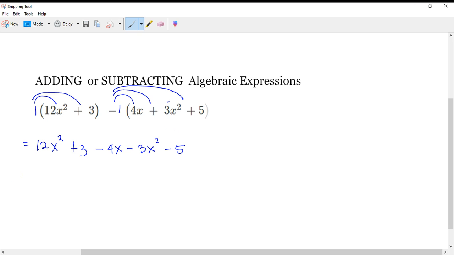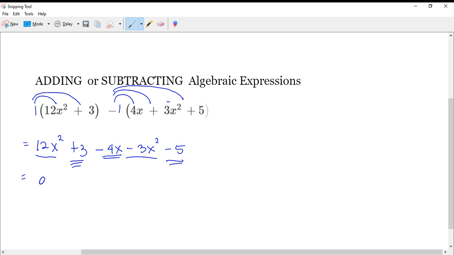Okay, and so now we're ready to combine like terms. So all the x squareds you will combine, all the x's you'll combine, and all the constants you'll combine. Okay, so let's do it from highest to lowest exponent. So you have the one underline, you have 12x squared minus 3. So remember the sign goes with it.